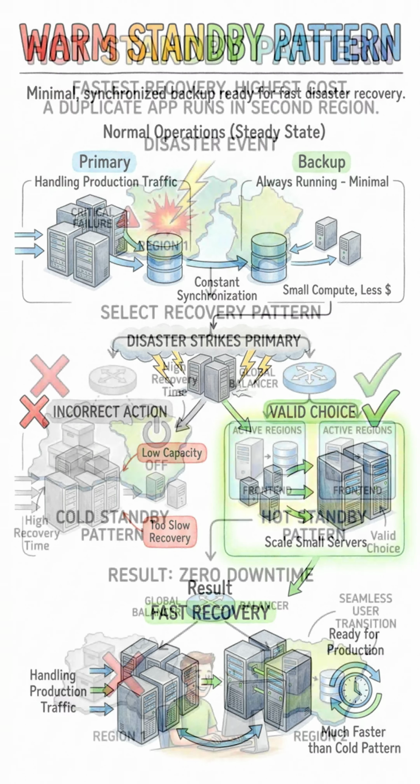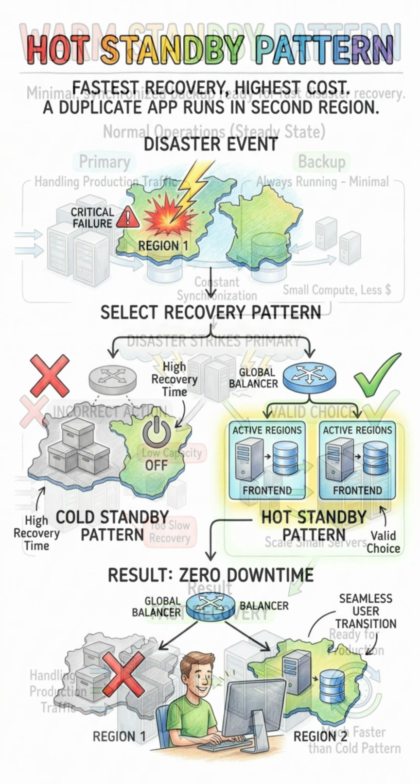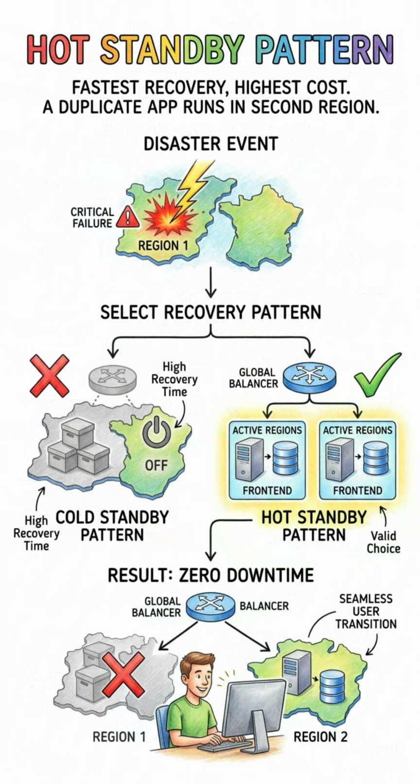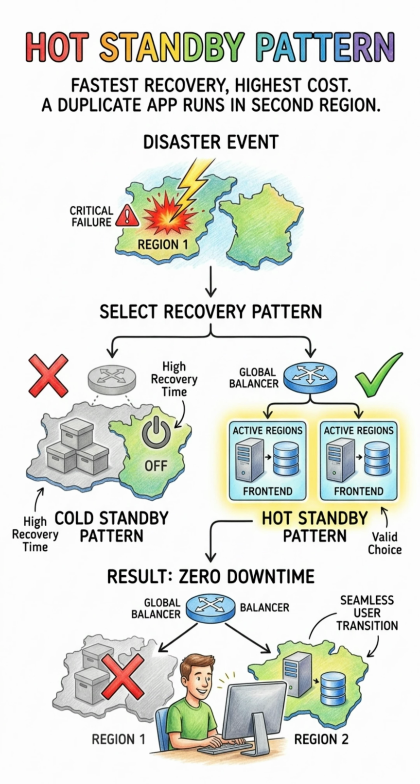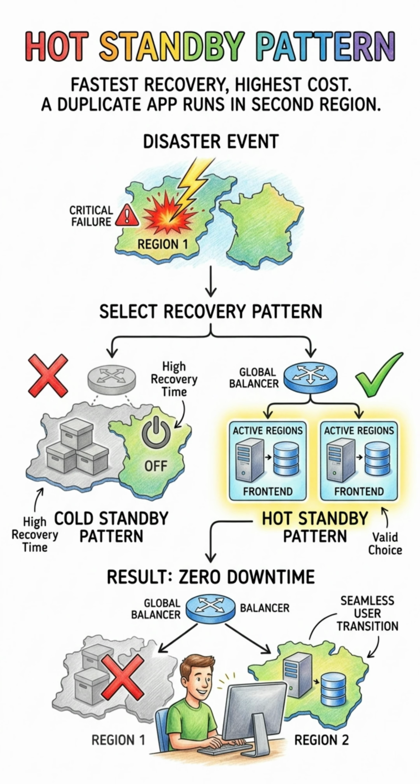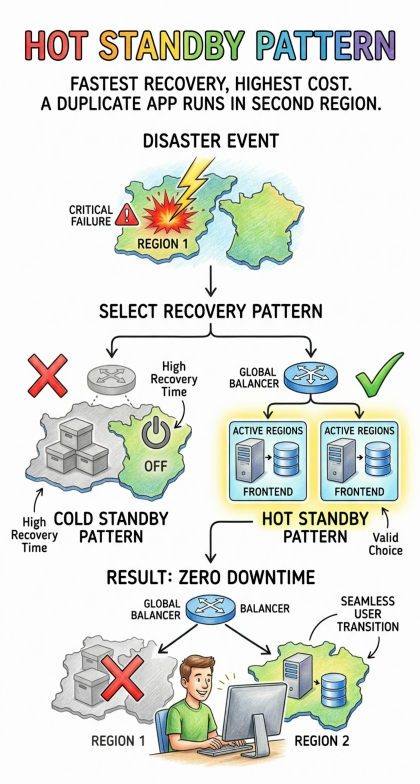The hot standby pattern provides the fastest possible disaster recovery but costs the most money. In this architecture, you run a complete and fully scaled duplicate of your entire application in a second region. A global load balancer splits traffic between both regions constantly, meaning if one region dies, the users never even notice a disruption because the other region is already handling traffic.